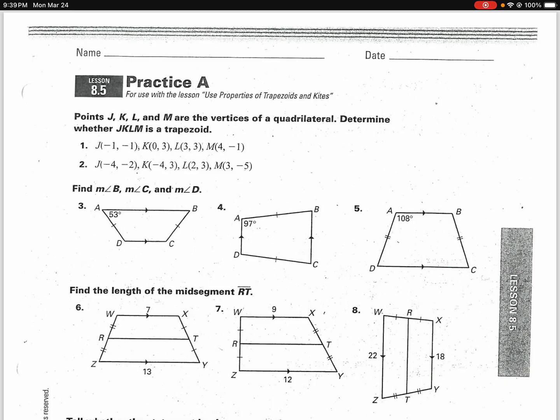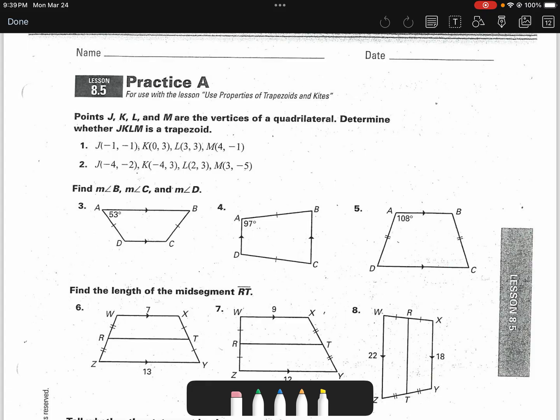This is section 8.5. We're going to look at practice A. We're just going to do trapezoid problems. So I guess we'll look at number 1. Points J, K, L, and M are vertices of a quadrilateral. Determine whether that shape is a trapezoid.